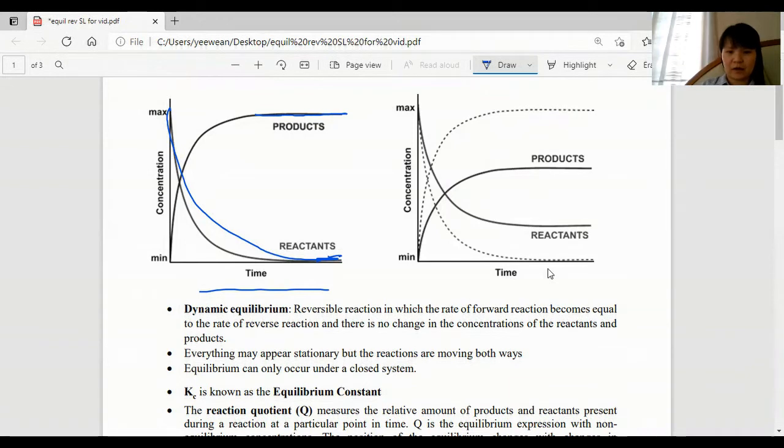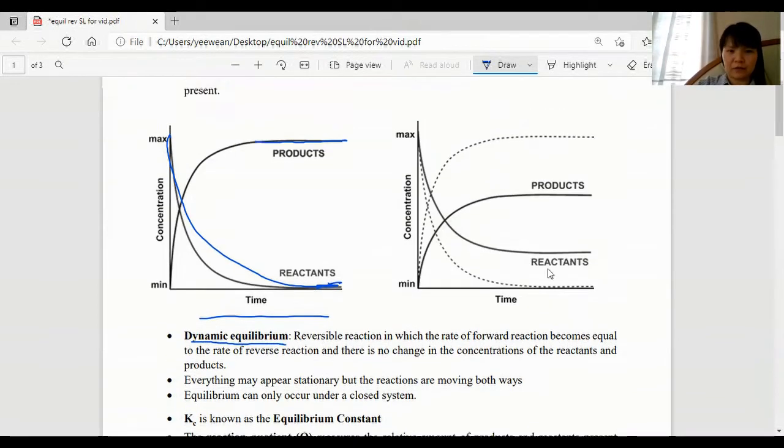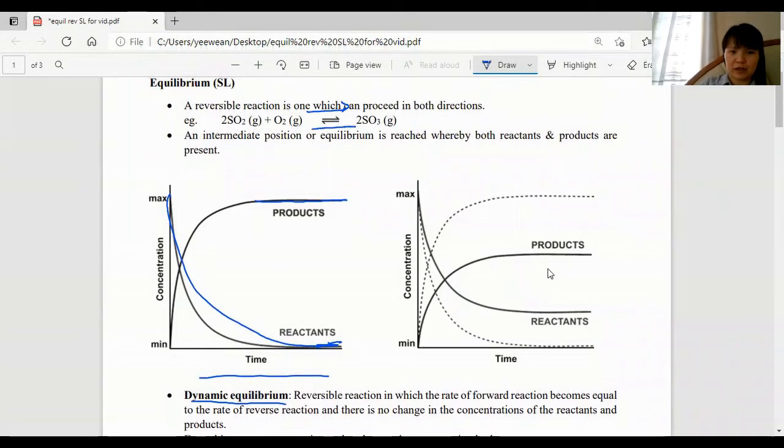But as for a reversible reaction, it will reach a certain dynamic equilibrium. And at that point, the rate of the forward reaction and the reverse reaction is the same. So looking at this graph, the reactants drop in concentration and the products increase in concentration. But at some point, it's constant. The products are constant and the reactants are constant. And at this point, you'll see that both the reactants and the products never reach 0. So there are reactants and products at this point.